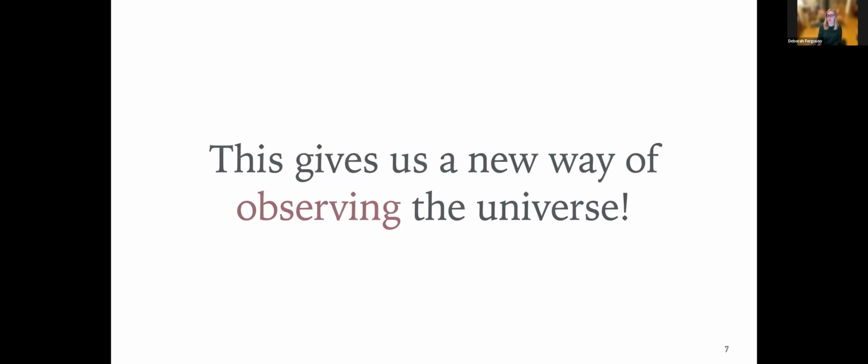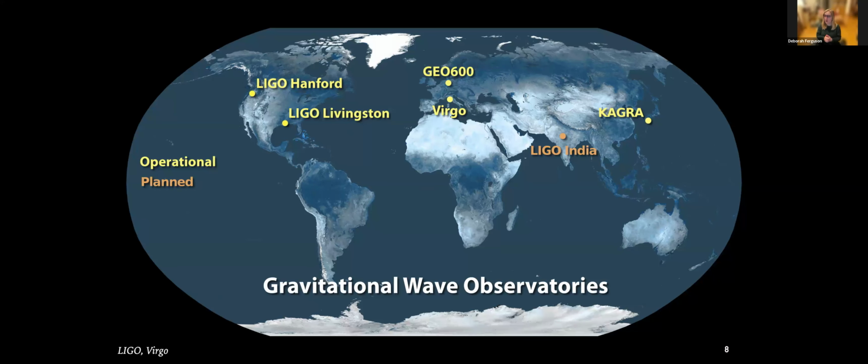And so this gives us an entirely new way of observing the universe, an entire new way of seeing things we weren't able to see before, specifically black holes. And we have a number of these detectors, operational and very effective. So we've got two LIGO detectors in Hanford and Livingston. We've got GEO 600 in Germany, Virgo in Italy. We've got KAGRA in Japan, and we've got planned LIGO India as well.